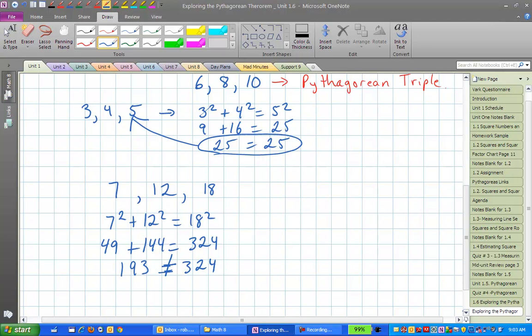7, 12, and 18 is not a Pythagorean triple. And basically, Unit 1.6 is all about testing to see whether a set of three numbers is a Pythagorean triple. All right?